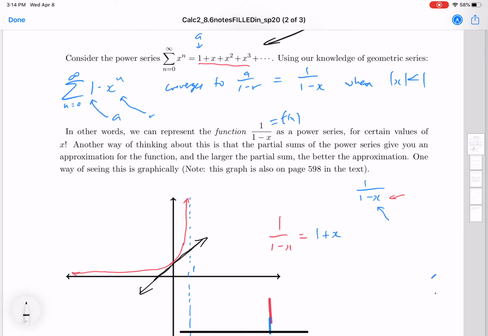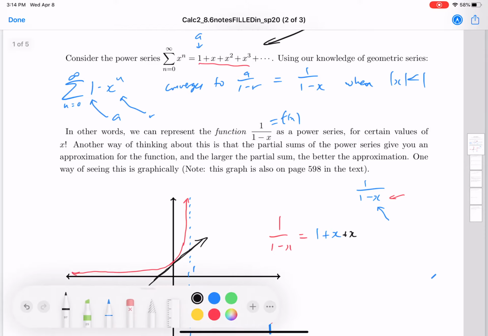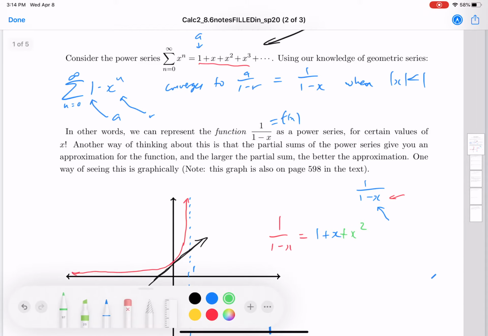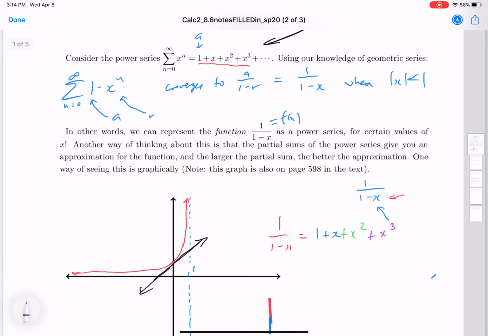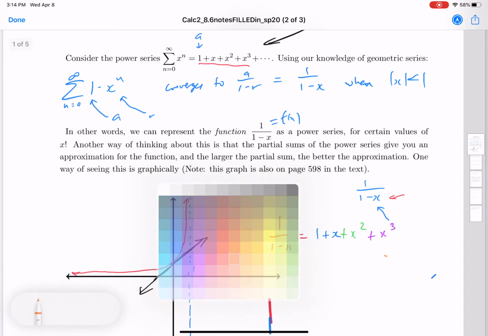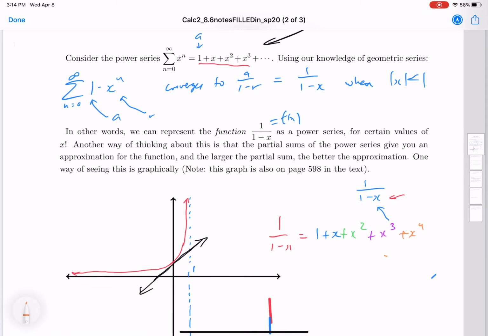And what I want to do now is I'm going to show you on the Desmos picture. Maybe I should use a different color for this. But I'm now going to just start adding more of these terms. So I'm going to add in x squared, and I'm going to add in x cubed, and I'm going to add in, let's do a nice orange color, x to the fourth, and we're going to see what happens to this curve as I keep adding in those terms.